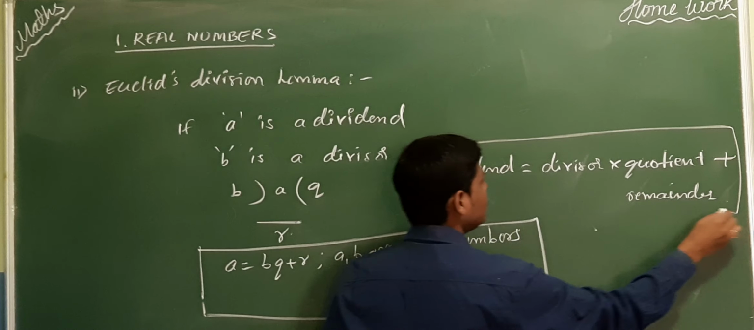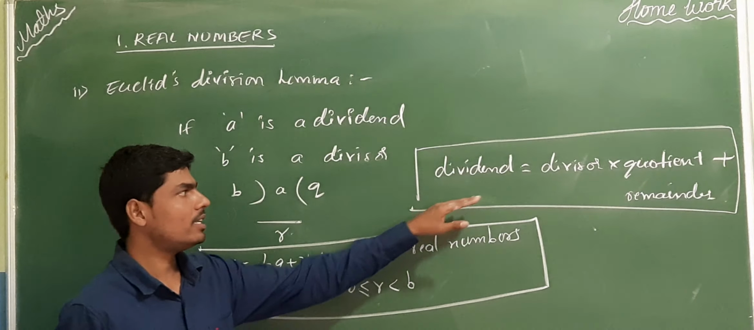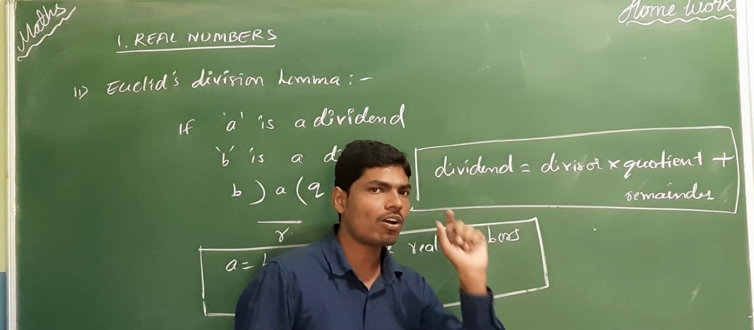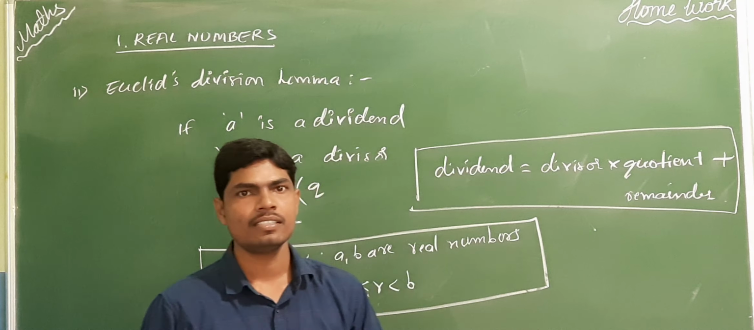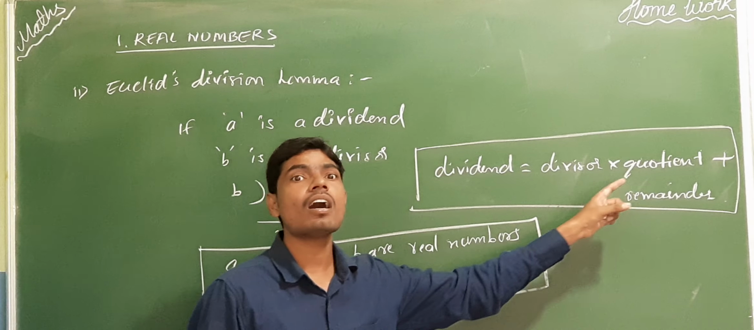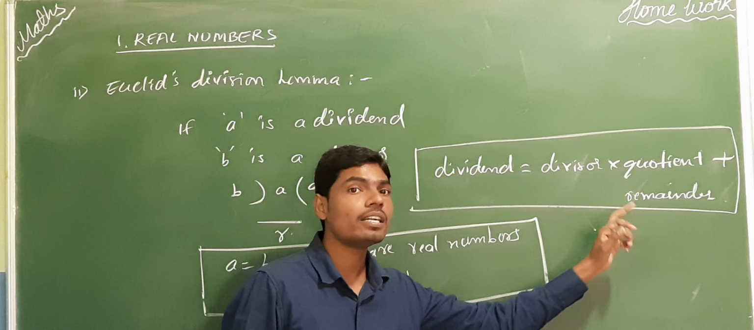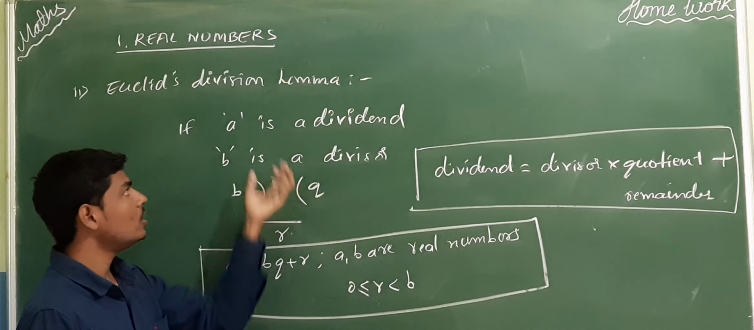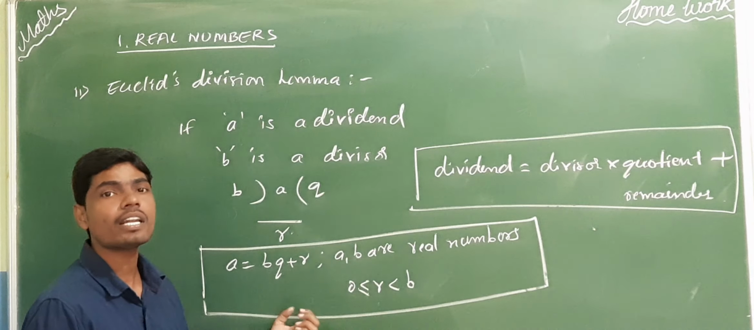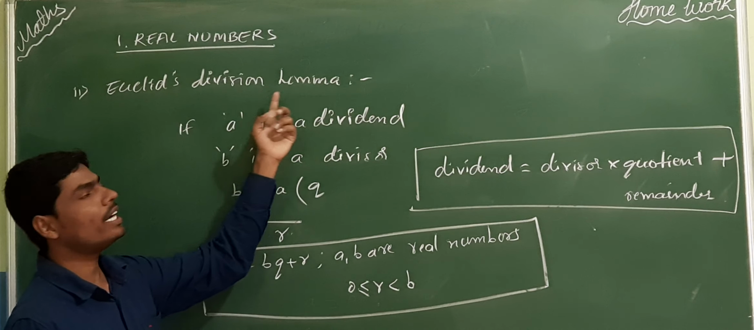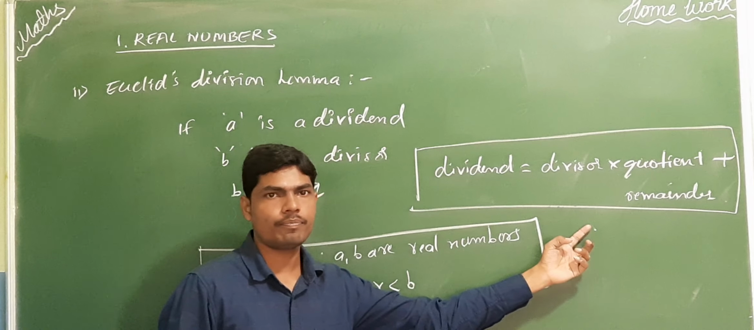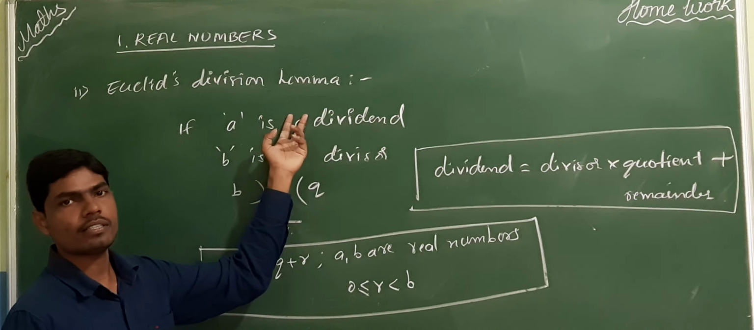What can we call this statement? Dividend is equal to divisor into quotient plus remainder. We already learned this in your previous classes. That is the division algorithm. Same process we are taking, we are applying for Euclid division lemma. That's why we can call this Euclid division lemma also division algorithm. That's why we used the name here.